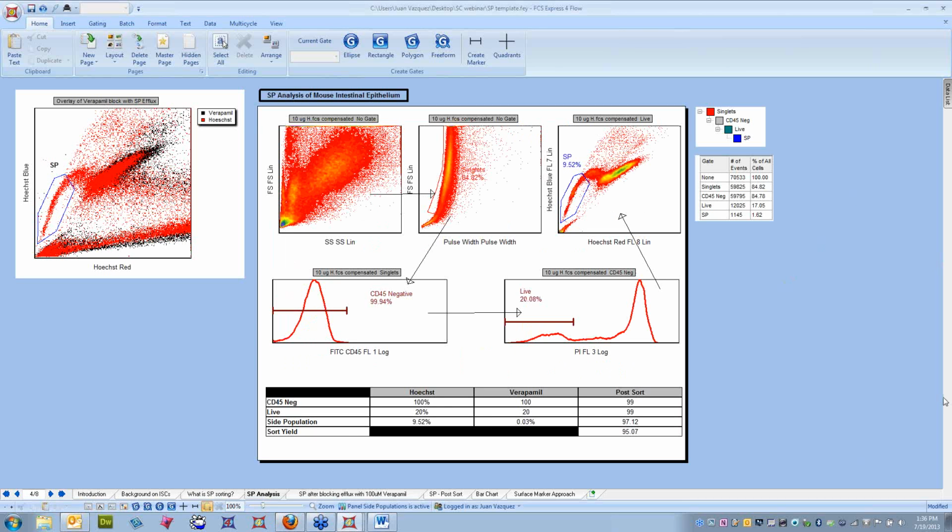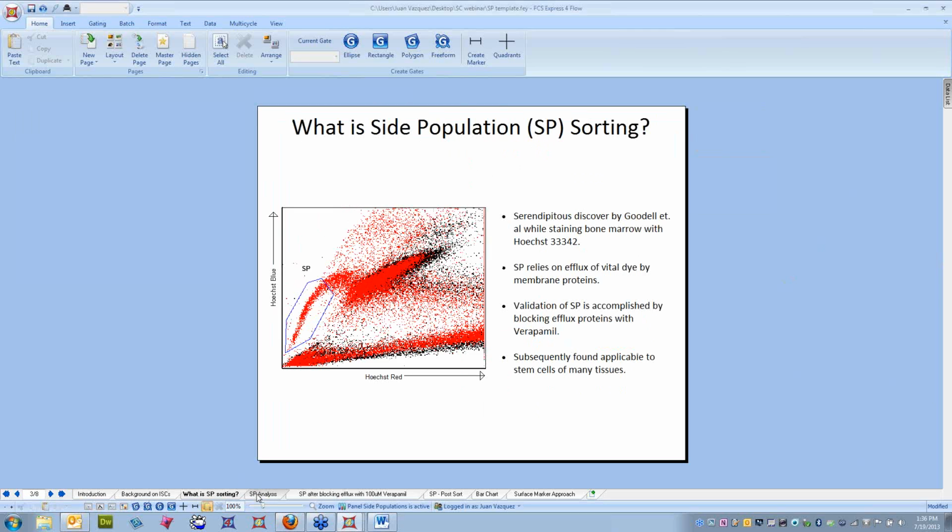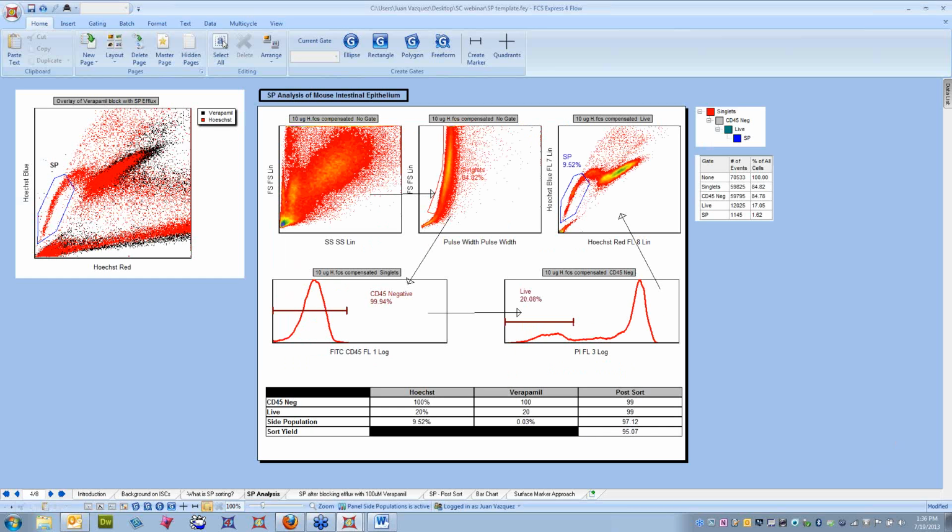Subsequently, it was found that this SP sorting worked in many tissues, and in 2005, a postdoc in our lab used it on intestine. And if we can go to the next slide here. Interestingly, we did find a side population in intestine. We were really excited because this was the first method to isolate intestinal stem cells from wild-type mice.